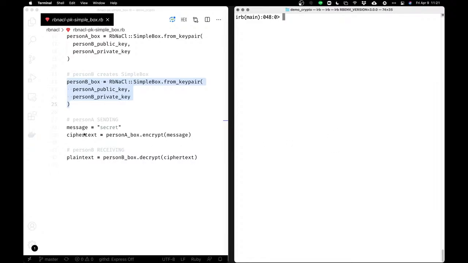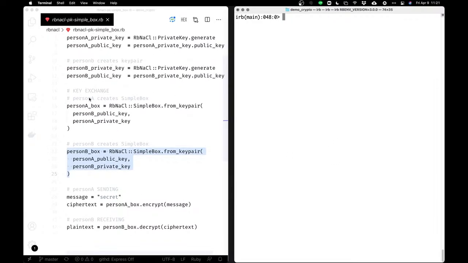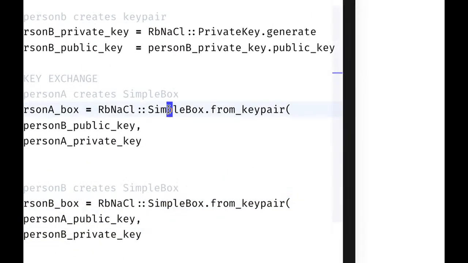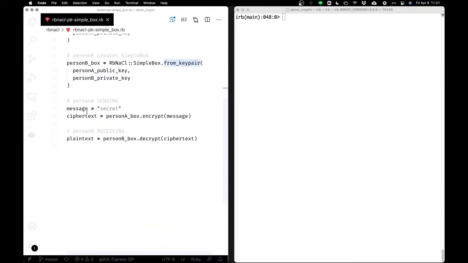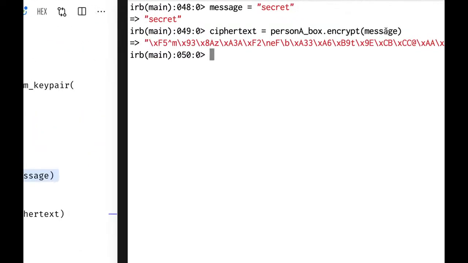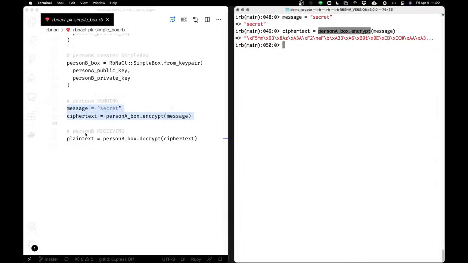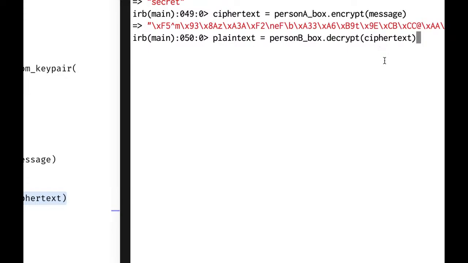Now, simple box is simple. By the way, you notice this time I'm not using box, I'm using simple box and saying from key pair. Alice signs it by just calling her box object and saying, please encrypt this message for me. Simple box will even create the nonce. And Bob decrypts by simply calling his own box and saying, decrypt the ciphertext, and the secret comes out.